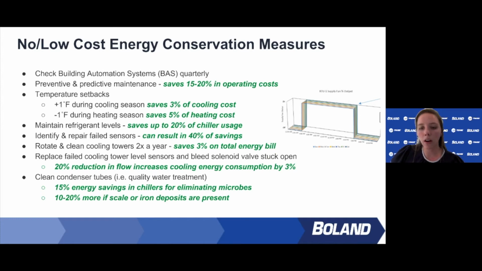So here are some things that you might be able to do on your own or just working with, for example, the first one, your BAS engineer. And so what we always do is we recommend building engineers to do a self-check of their building automation system quarterly. This includes schedules and overrides. Maintaining your system is one of the best ways you can save money.